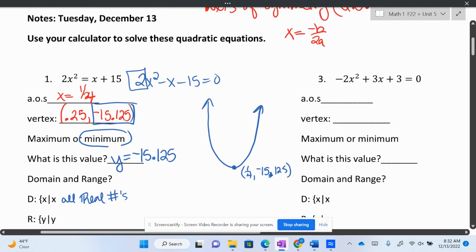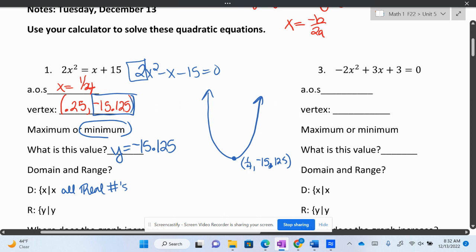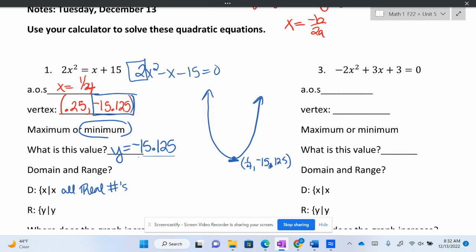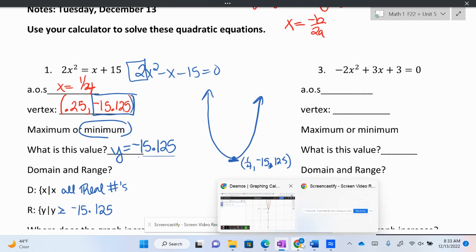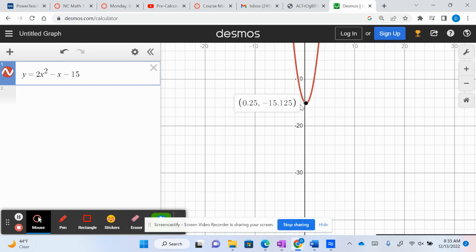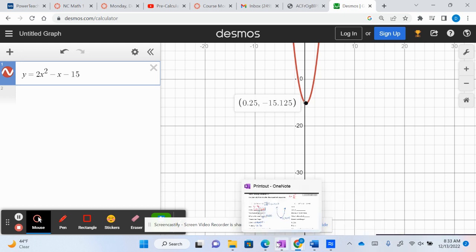Okay. But what about the range? Remember, the range is your y values. What's the lowest y value? Well, the lowest y value is my minimum, right? So y has to be greater than or equal to -15.125. So all of the y values in my graph have to be bigger than -15.125. If you look at the graph of the equation, you can see that this -15.125 is the lowest point. Everything else is above it. That's why we say it's got to be greater than or equal to. Okay.